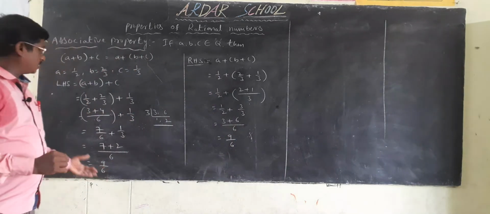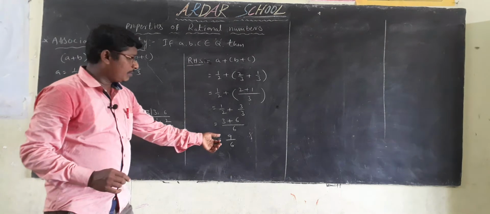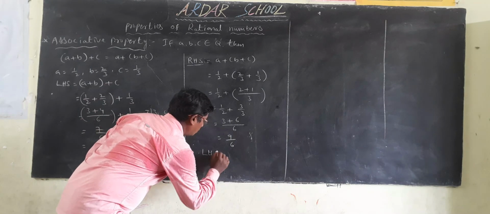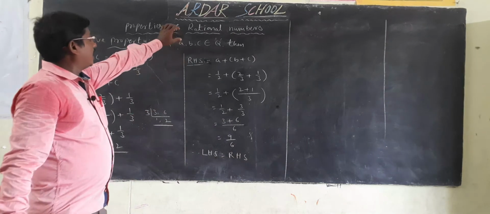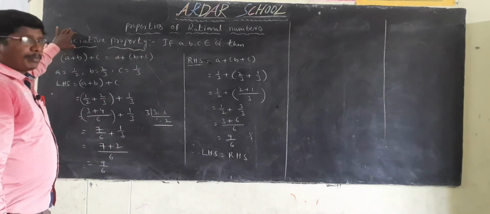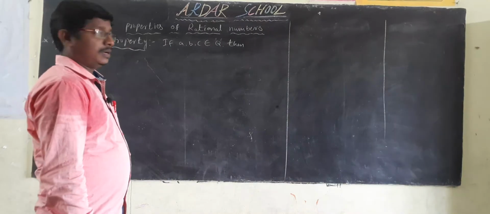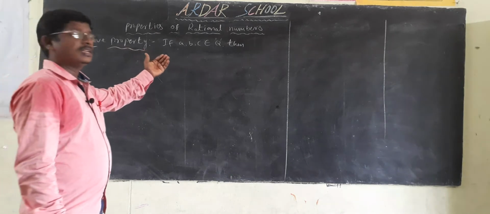Here LHS is equal to 9 by 6. RHS is also 9 by 6. Therefore LHS is equal to RHS. So rational numbers satisfy the associative property under addition. Next I will discuss the associative property under subtraction.